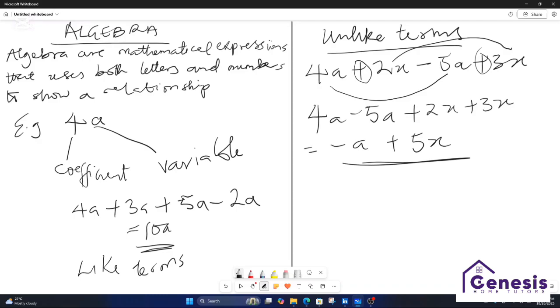Now, let's do a recap of all we have learned today. We have learned about algebra, how algebra combines both letters and numbers. And we also learned about coefficients and variables. The number in an algebra is usually called a coefficient, and the letter is called a variable. And we took examples of like terms and unlike terms.